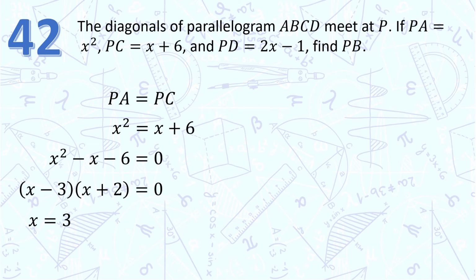However, we do not accept x equals negative 2 because it will yield a negative value at some dimensions. Therefore, PD is equal to 2 times 3 minus 1. PD is equal to 5. Since PD is equal to PB, these are the segments of diagonal DB, PB is also equal to 5.